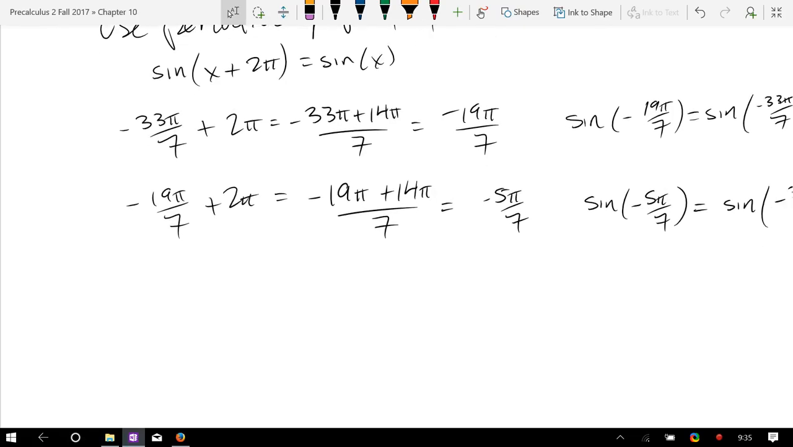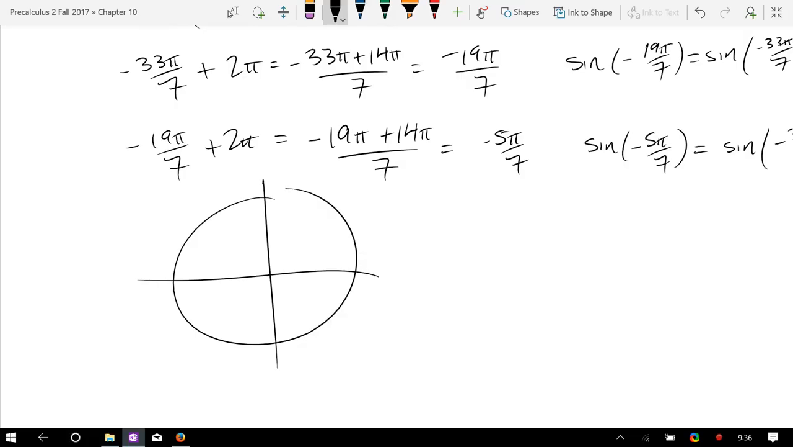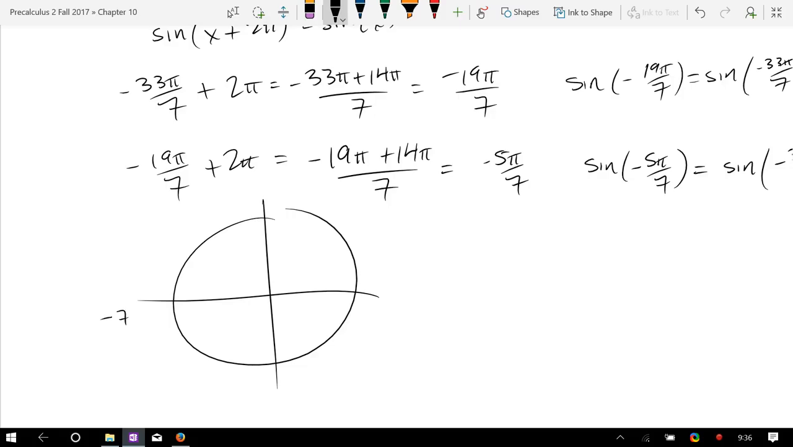However, negative 5 pi over 7 is good enough to graph. It doesn't have a full rotation in it. So let's do our best shot at graphing it on the unit circle. I just wanted to go until there was not a full rotation. All right, negative 5 pi over 7. If we count in sevenths, a half negative rotation is negative 7 pi over 7. This should help me figure out where negative 5 pi over 7 is. You don't have to be super exact here. It's definitely in quadrant 3, though. So it's going to be past quadrant 4 into quadrant 3. And that's negative 5 pi over 7.